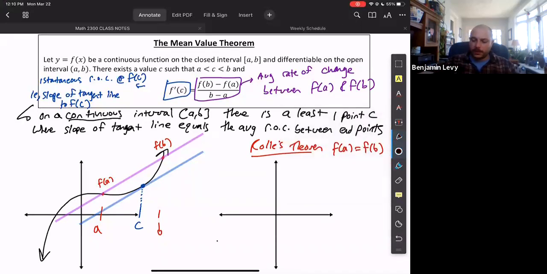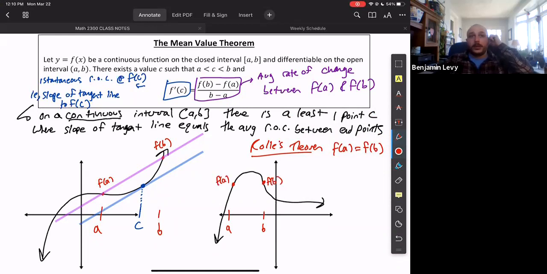So what if we had a graph that looked like this? And let's say our a and our b are on either sides of that hump. I want those to be equal with each other. And so when we do an average rate of change between them, it's a horizontal line.